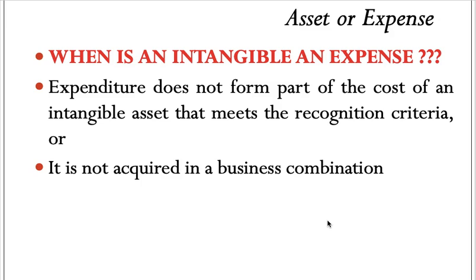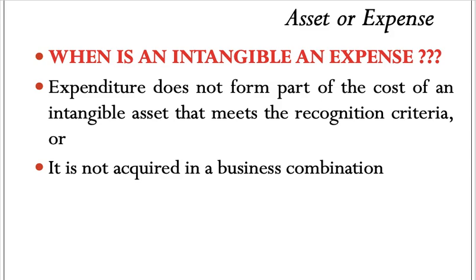When should the intangible be expensed into SOPL? Whenever it does not meet the recognition criteria. Remember the recognition criteria, similar to PPE: there is a probable future economic benefit flowing into the business, and the cost can be measured reliably. In addition to that, under intangible asset, it must fulfill the three qualities of an IA: it is identifiable, it is controllable by the entity, and it provides future economic benefit. So if it does not meet any of these recognition criteria, you have to expense the intangible.